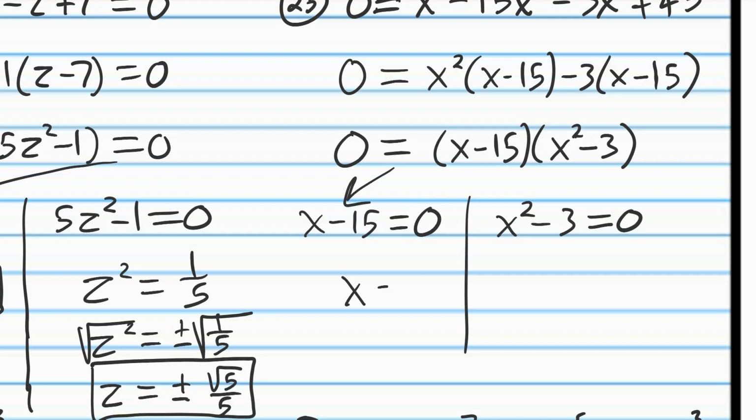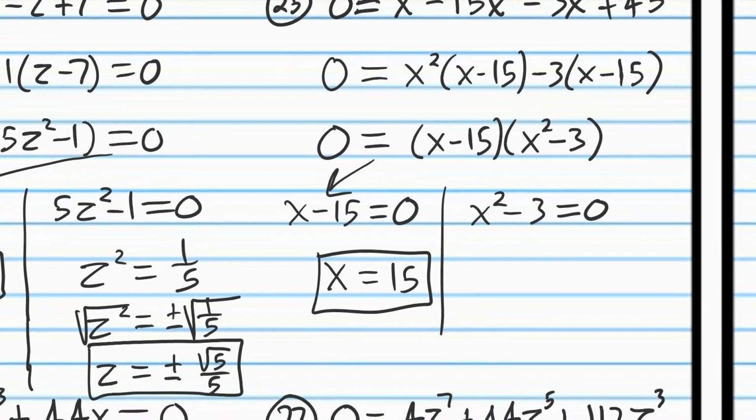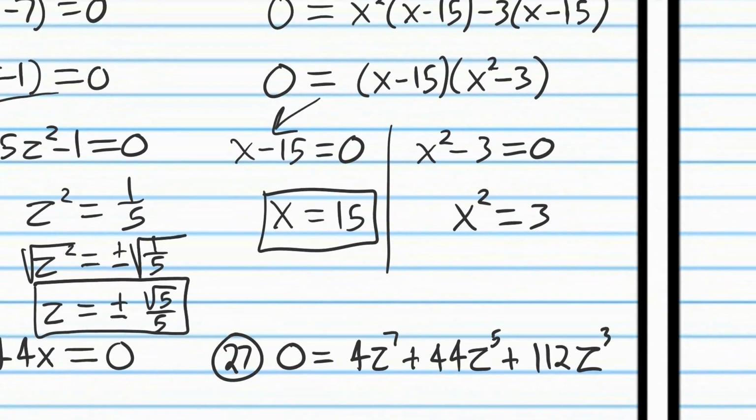So x is equal to 15. That's the easy part. But over here, we're going to have to isolate the square. So we add 3 to both sides. Now the square is isolated. So after the square is isolated, we learned that when we have an equation with squares, after the first step, isolating the square, we square root both sides to get rid of that 2 power. And then we have x is equal to plus or minus square root 3.